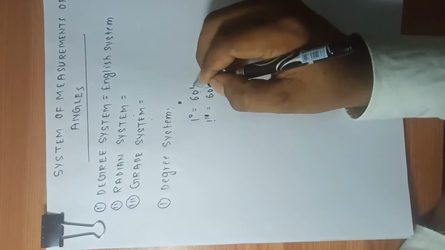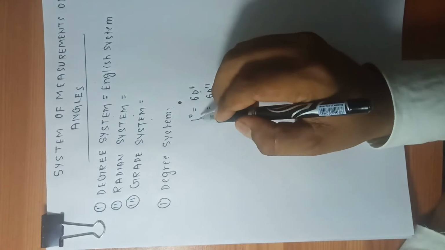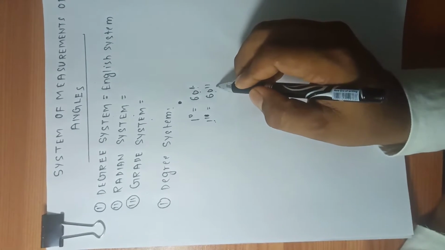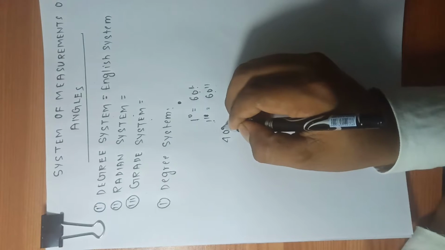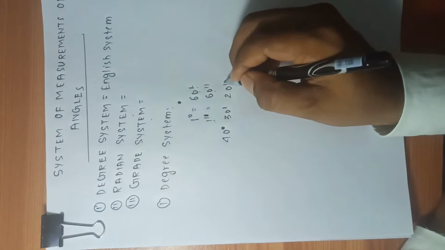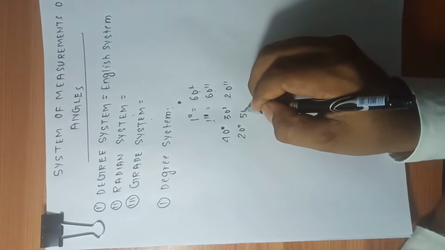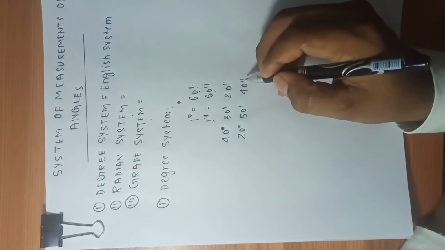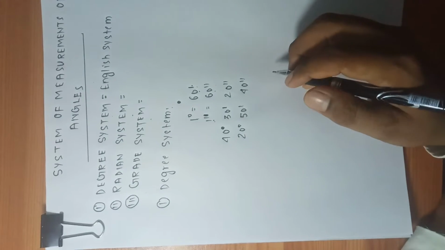That is the right way of expressing the degree system. You must know this is the symbol of minute. So you can observe and read: 1 degree equals 60 minutes and 1 minute equals 60 seconds. Suppose here 40 degree 30 minute and 20 second. Next, 20 degree 50 minute and 40 second. This is the symbol of second, this is the symbol of minute, and this is the symbol of degree.